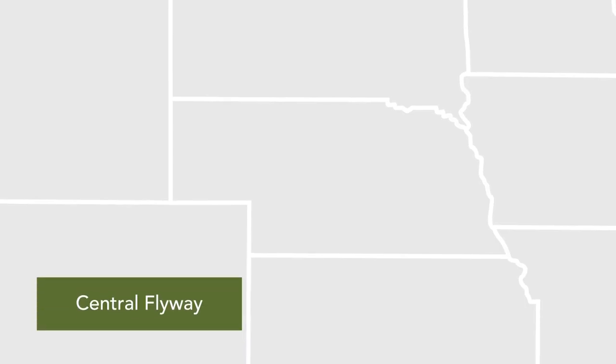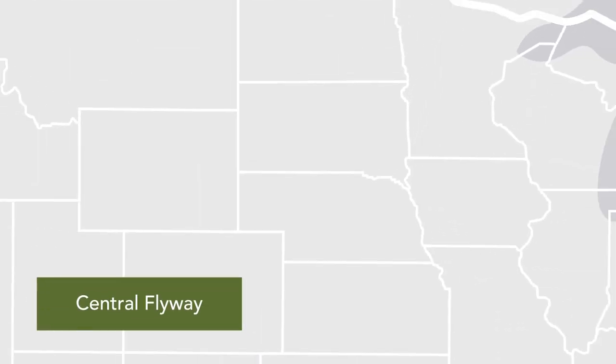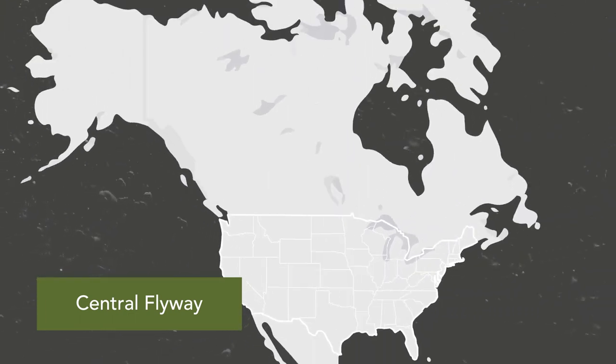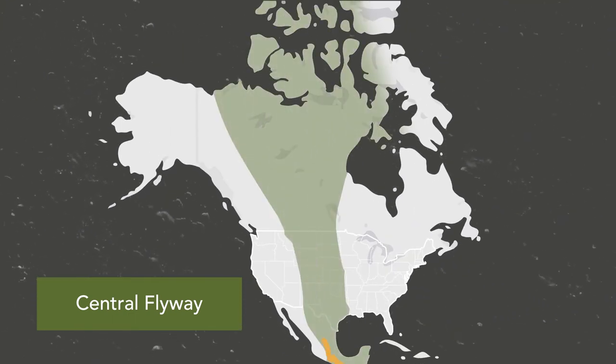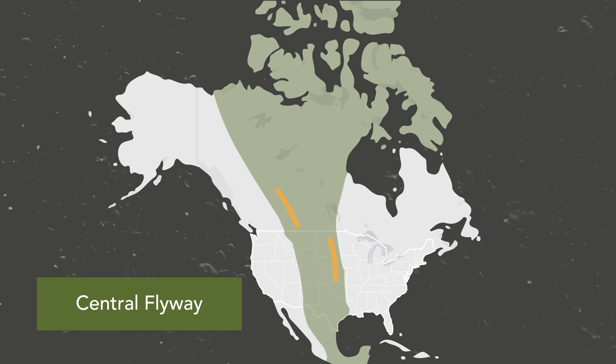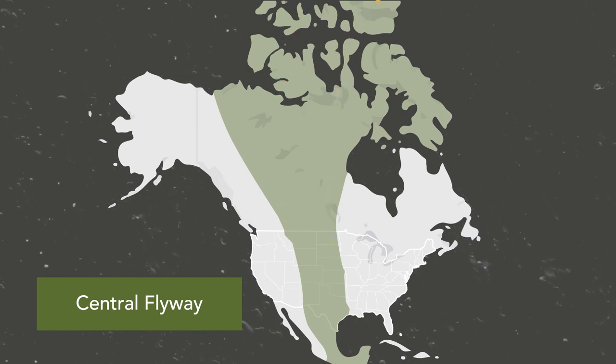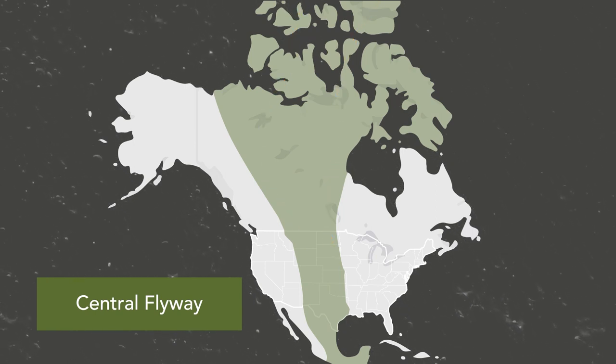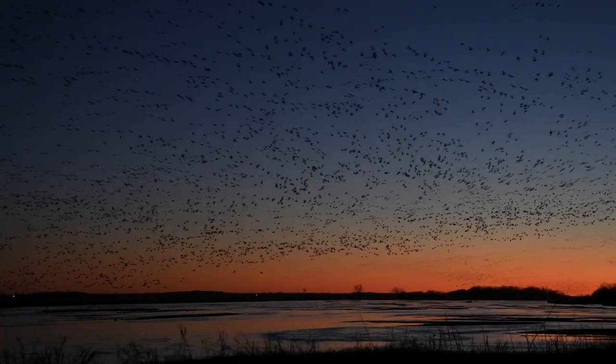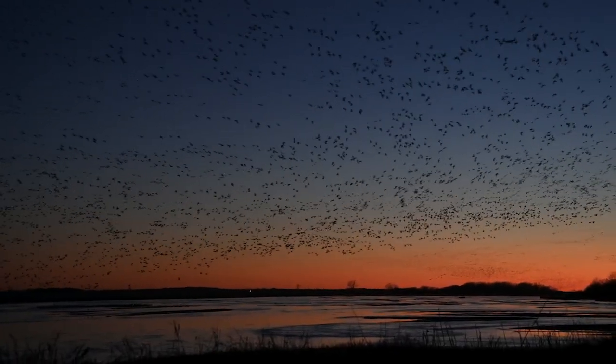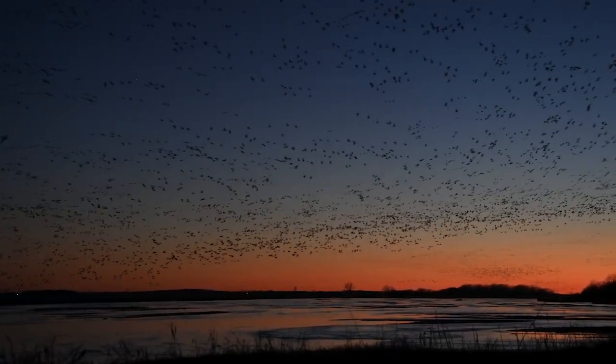Nebraska is at the heart of the Central Flyway. A lot of our waterfowl congregate here during migration. Sandhill cranes that come through use that Central Flyway on their way up to the breeding grounds. The Platte is continentally important. It's not just important in Nebraska.